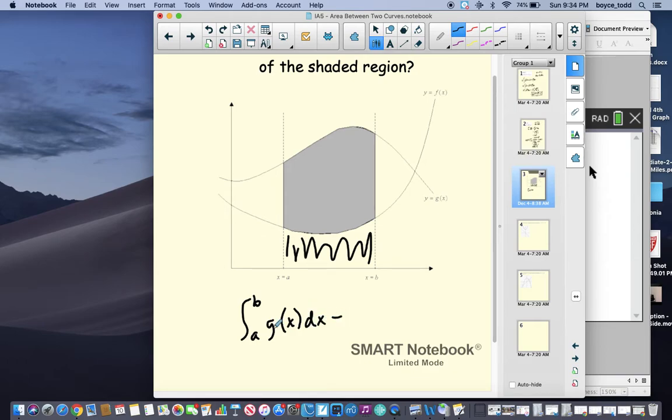dx. And you can either put them in one integral, as you'll see the worksheet has them in one integral. I like to put them in two integrals, just a little easier to work with, I think, or to conceptualize. So the bottom one gets subtracted from the top one, right? So let's do an example of that.